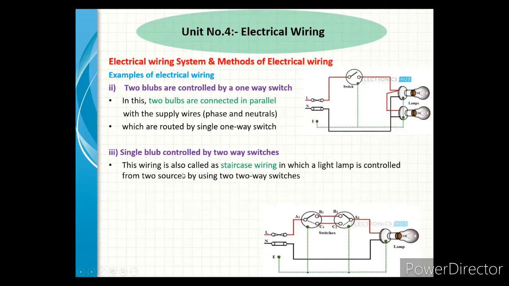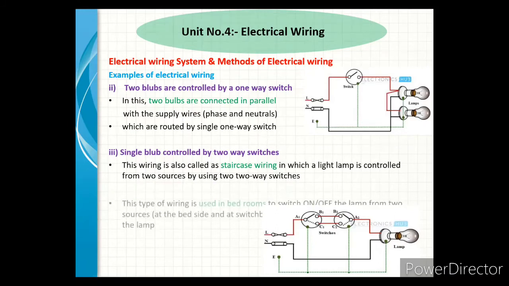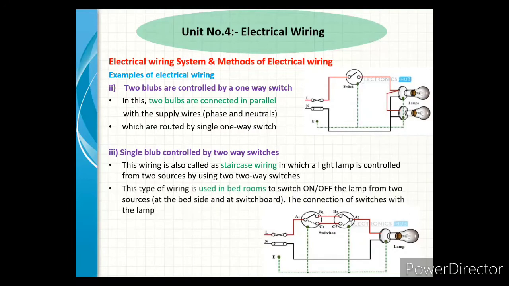This wiring is also called staircase wiring, in which a lamp is controlled from two sources by using two-way switches. This type of wiring is used in a bedroom to switch the lamp on and off from two places, at the bedside and at the switchboard.